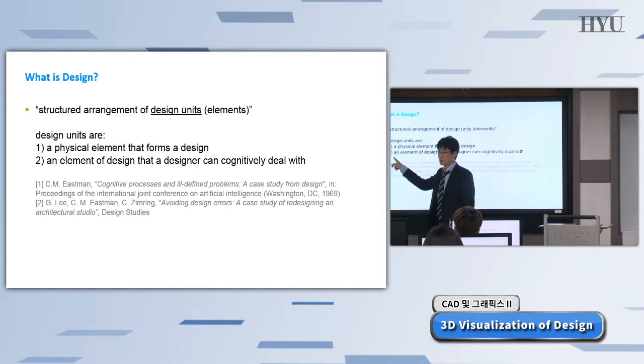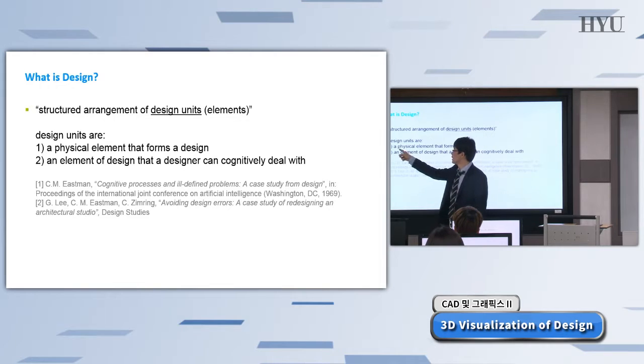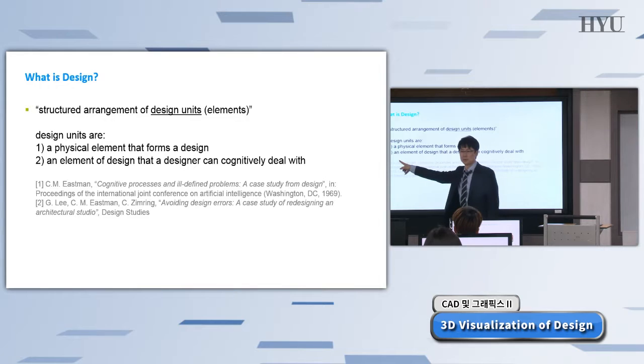What's the example of this number 2, In-kyung? Okay, first design unit is physical thing. Second one is something not probably physical. What is this one? You cannot touch. It's not tangible, not visible. You already know that. Anyone who knows what's the example for this one, number 2?